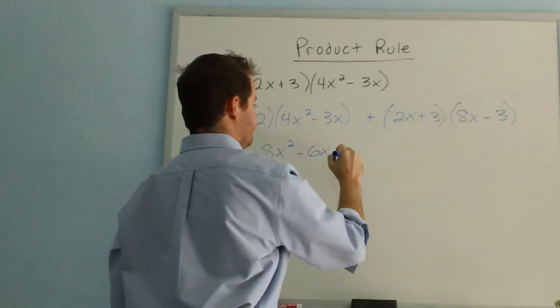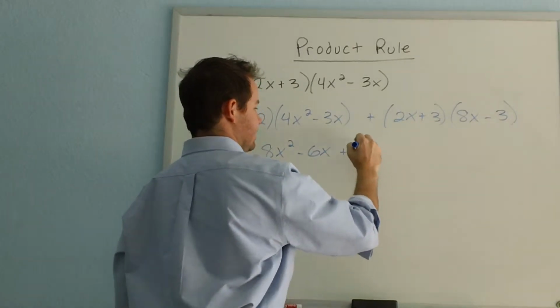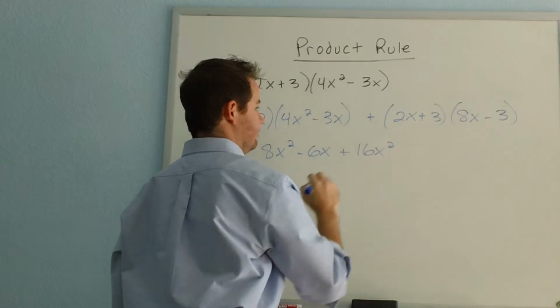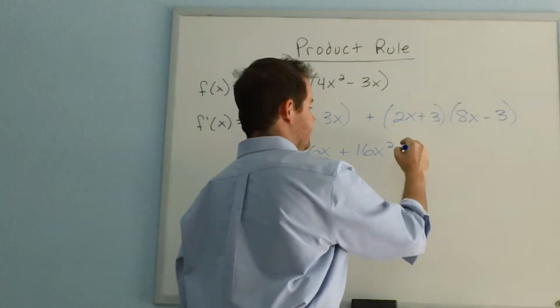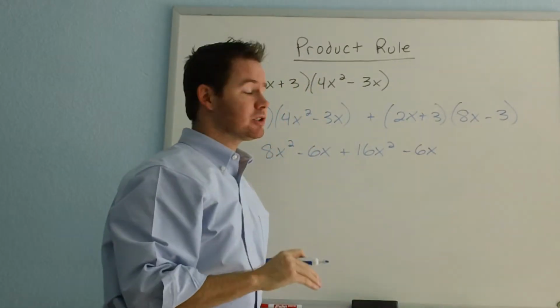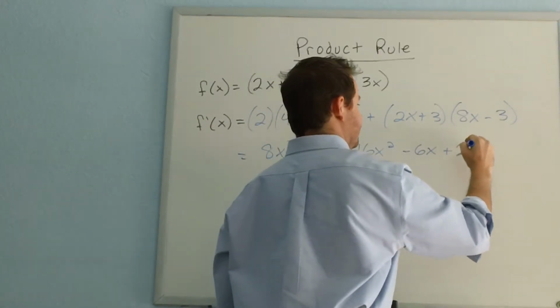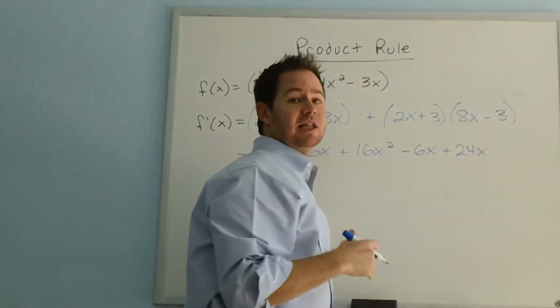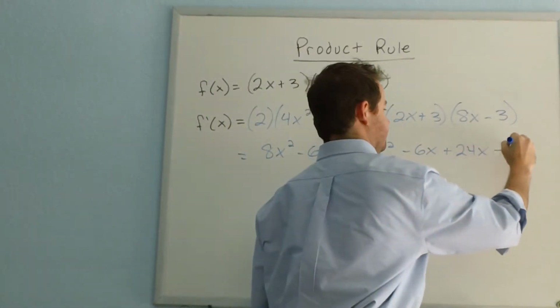And for these terms, we have to FOIL those. So our first terms times each other. 2x times 8x gives us 16x squared. Our outside terms, negative 3 times 2x gives us a minus 6x. Our inside terms, a positive 3 times 8x gives us plus 24x. And our last terms, positive 3 times negative 3 gives us minus 9.